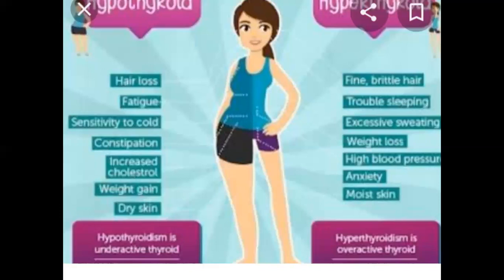Whereas hyperthyroidism is due to an overactive thyroid. T3, T4 levels are very high in this condition. Here, in these patients, the basal metabolic rate is very much increased. So, in spite of having a good appetite, the patient tends to lose weight and have excessive sweating, anxiety issues, and trouble sleeping. These are the manifestations of hyperthyroidism.